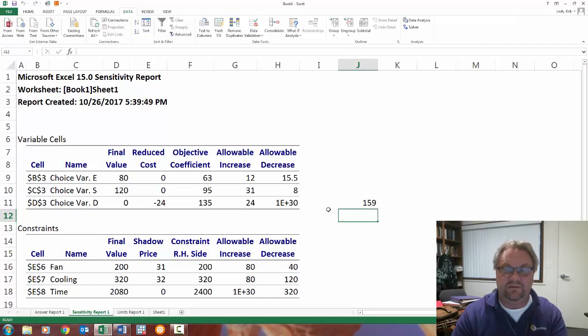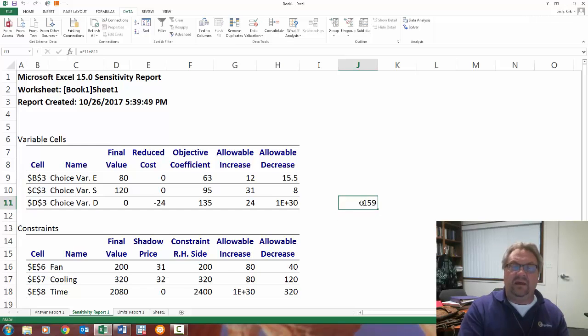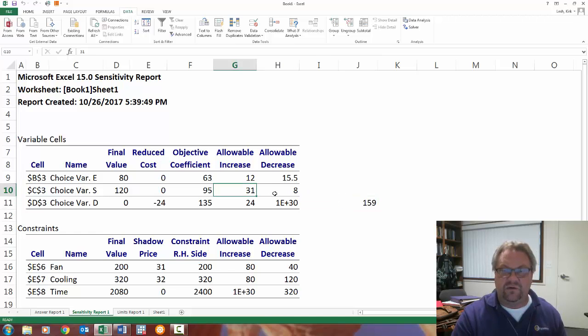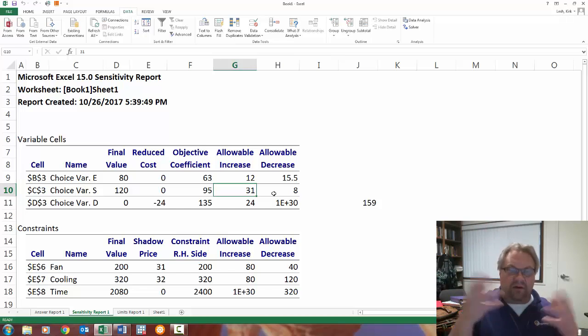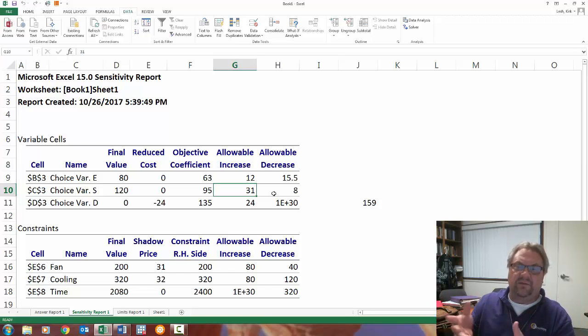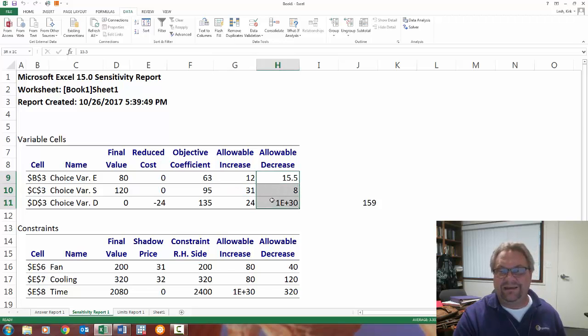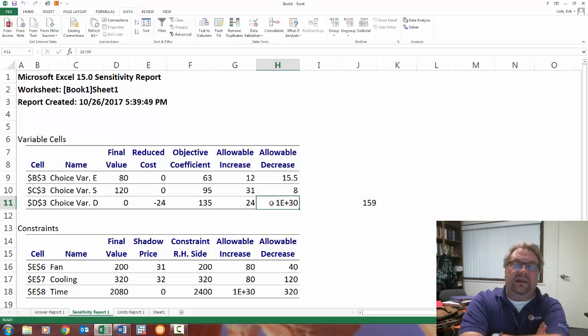You can increase the deluxe model to 159 and the objective function will not change. I can increase the standard model $31 and my objective function will not change. I can increase the economy profit per unit $12, it will not change. And then here's the same thing: I can take the deluxe model down to negative infinity and the objective function won't change.